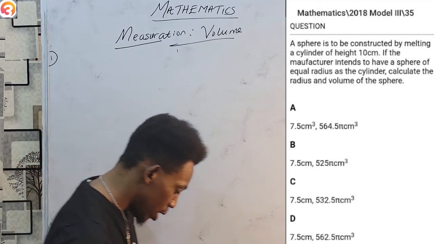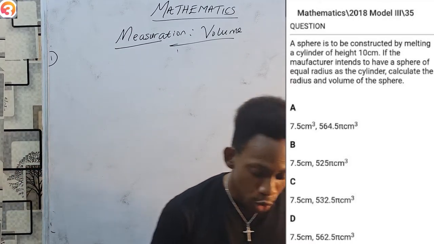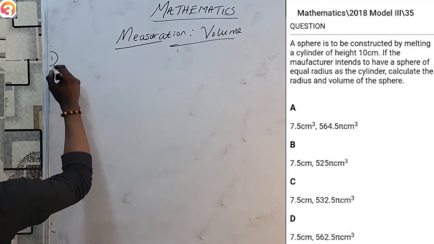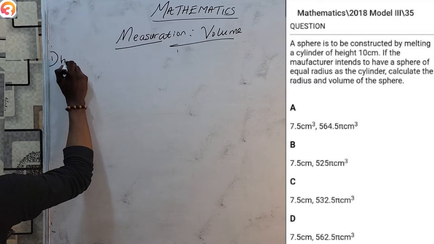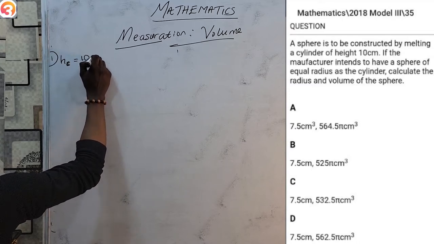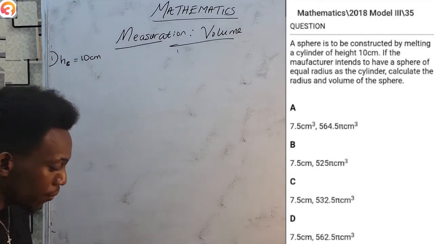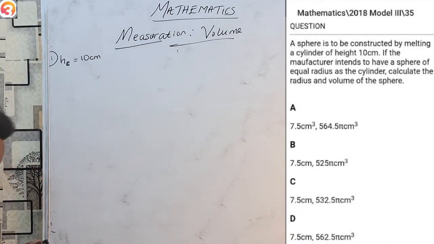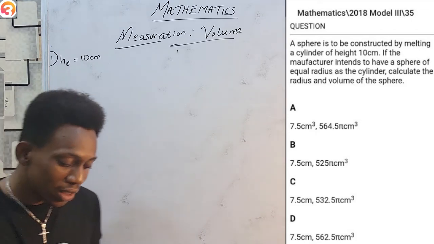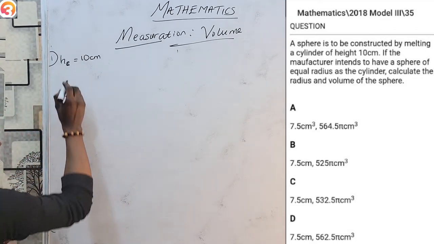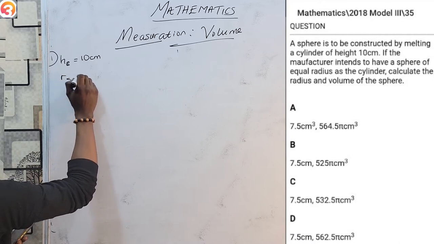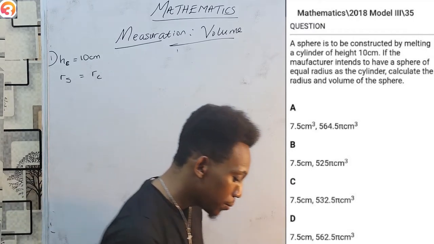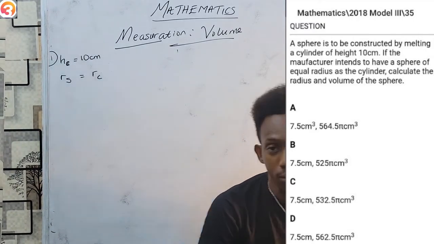This one says a sphere is to be constructed by melting a cylinder of height 10 cm. Let's call it height of cylinder. I'm using C for cylinder, is 10 cm. So we want to get a sphere by melting the cylinder. If the manufacturer intends to have a sphere of equal radius as the cylinder, he wants to make sure the radius of the sphere he creates is also the radius of the cylinder he melted. Calculate the radius and volume of the sphere.